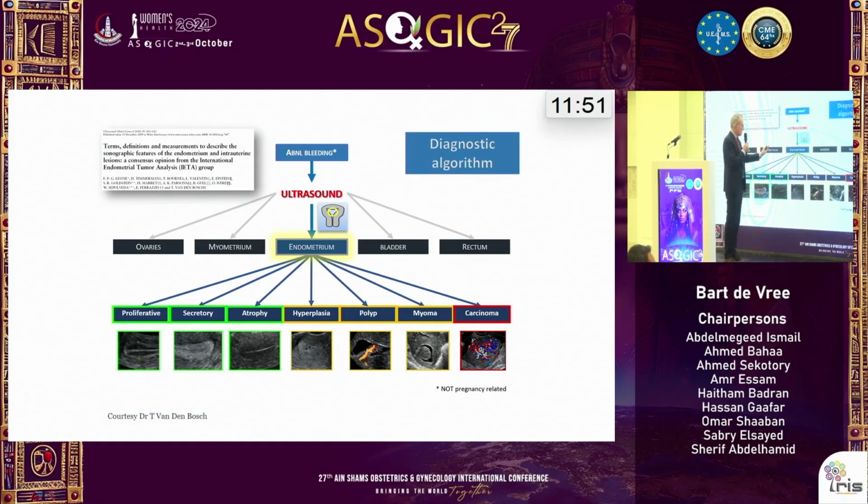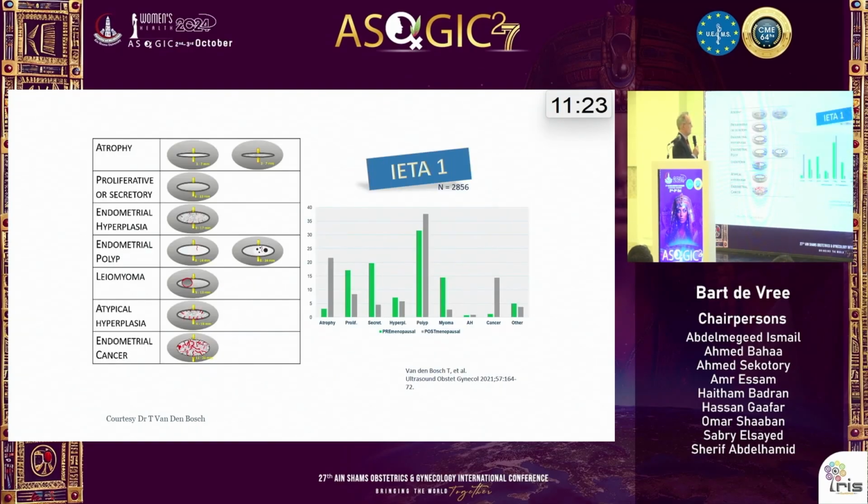Of course, there are a lot of other possible reasons to have abnormal uterine bleeding, but if we look at the endometrium, we see in this paper what the endometrium looks like in physiology. So it means proliferative, secretory endometrium, atrophy, and also some abnormal situations. And you can read everything about it.